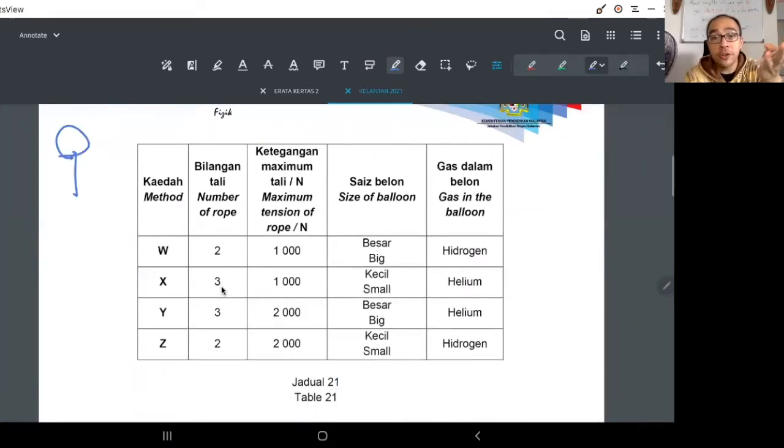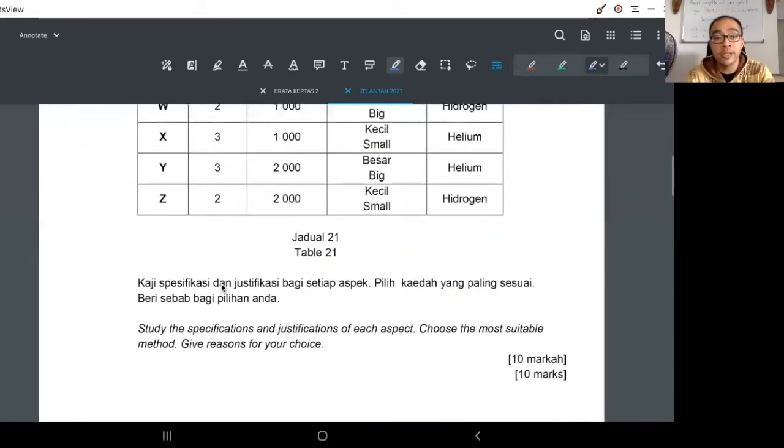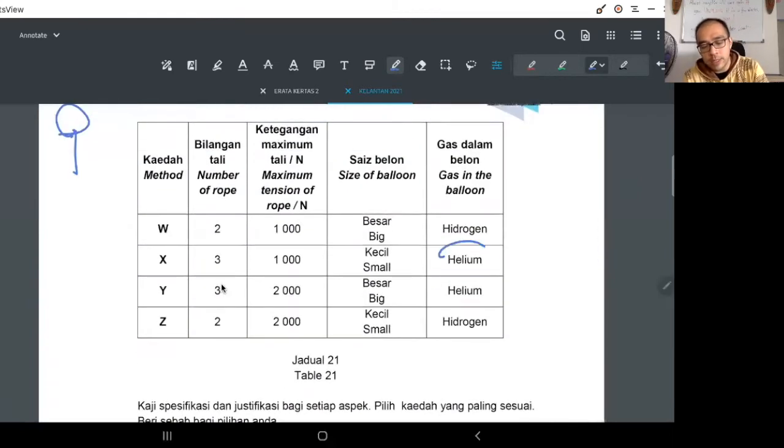Okay, so you have these 4 criteria: number of rope, maximum tension, size of the balloon, and of course the gas in the balloon. Of all the 4, the easiest and the most logical one is the gas of the balloon. So no need to think one. Gas of the balloon has to be helium. And why does it have to be helium? Because it doesn't burn easily. Dia tidak mudah terbakar. Hydrogen is very, very easy to explode, so we don't want that.